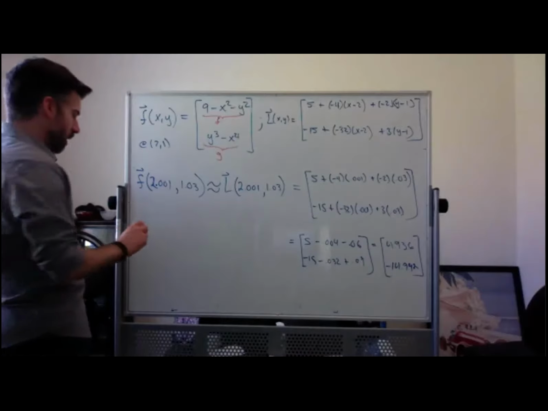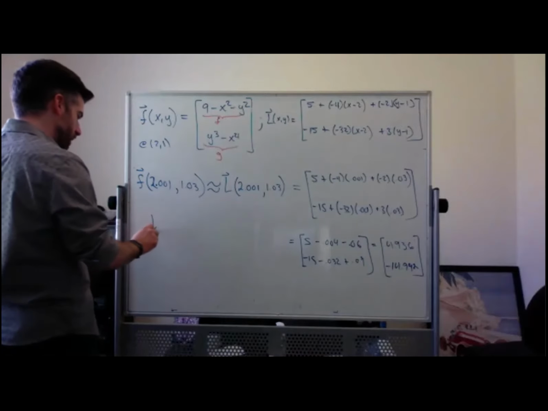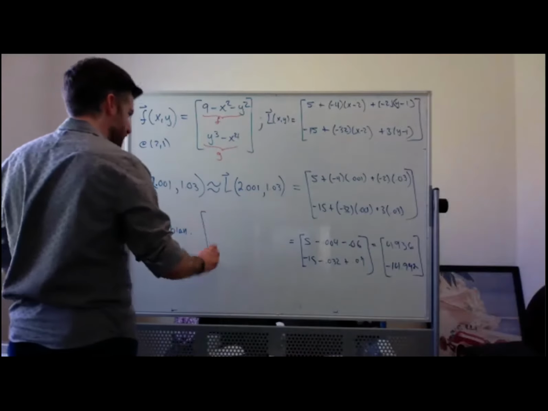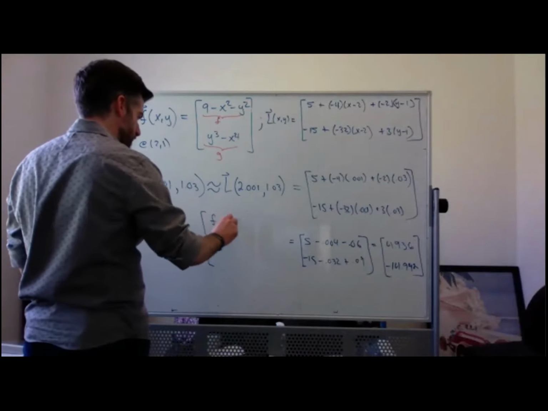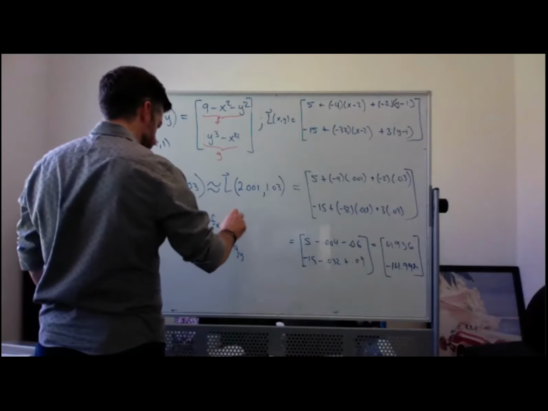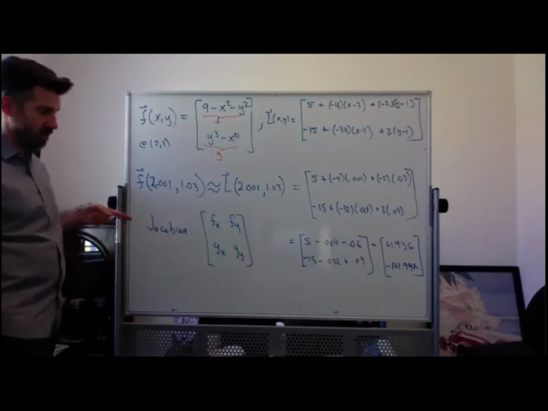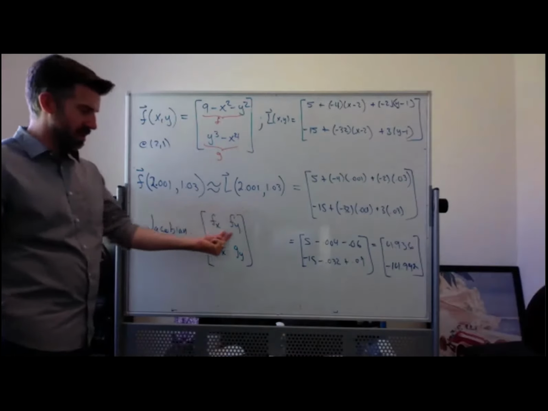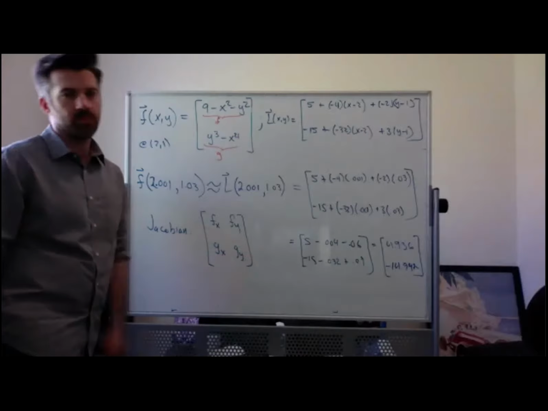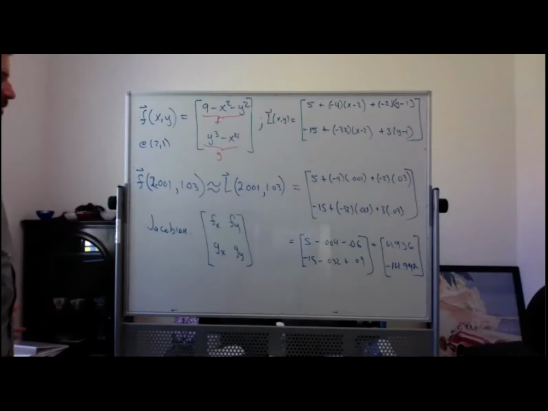And I just want to remind you, the Jacobian is this matrix. We take the partials of the first function with respect to x and y respectively, and then the partials of the second function with respect to x and y. And we'll definitely use that in the future.